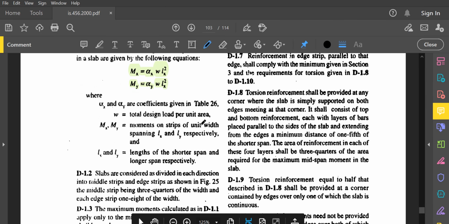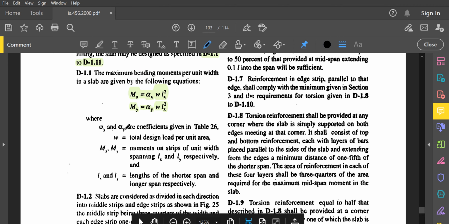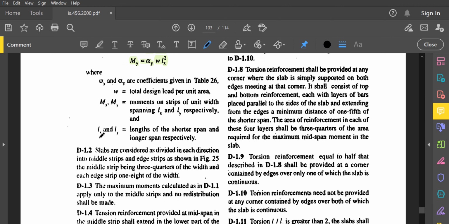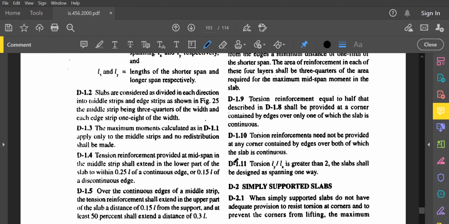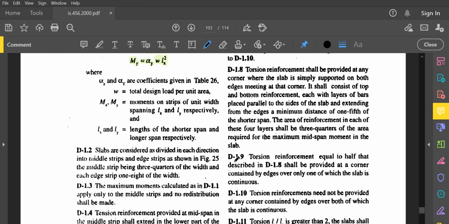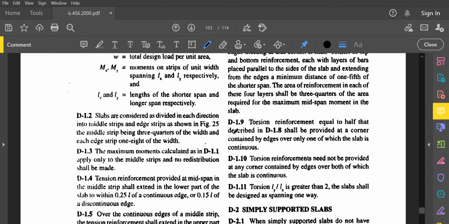So now you understood how to take the values for alpha x and alpha y from Table 26 based on the panels. Now you need to read from D-1.2 to D-1.11, that is the provision on how to provide this reinforcement in the two-way slab, which we will discuss in detail when we are dealing with the numericals.